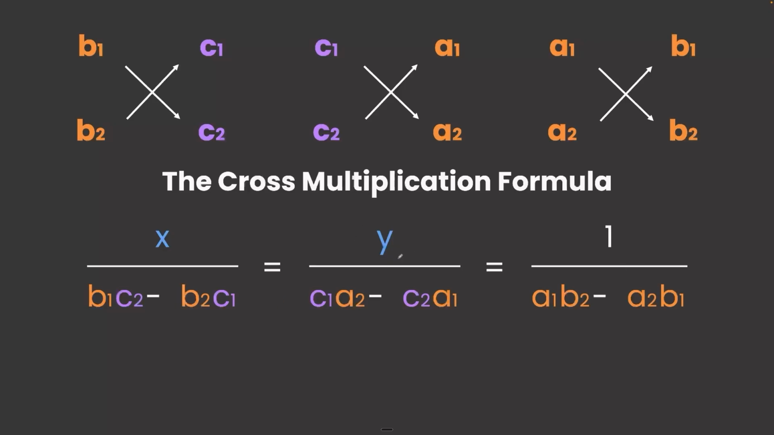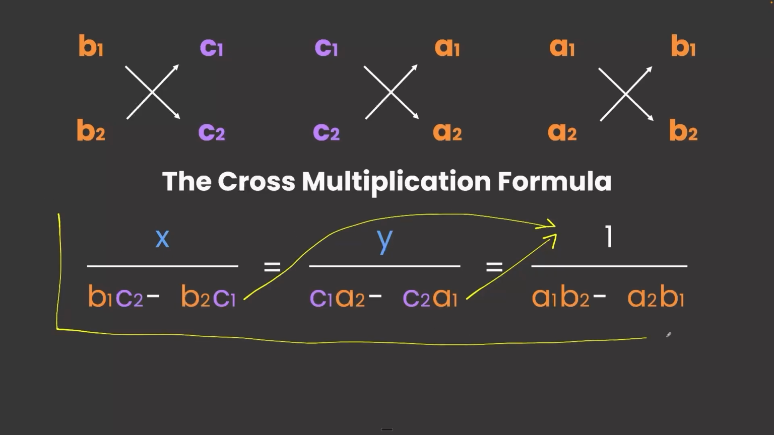And to find the y value, we cross multiply c1 a2 minus c2 a1 with 1, and the denominator remains the same for both. So you simply need to put these terms over here and this over here if you want to find x, y and x respectively.